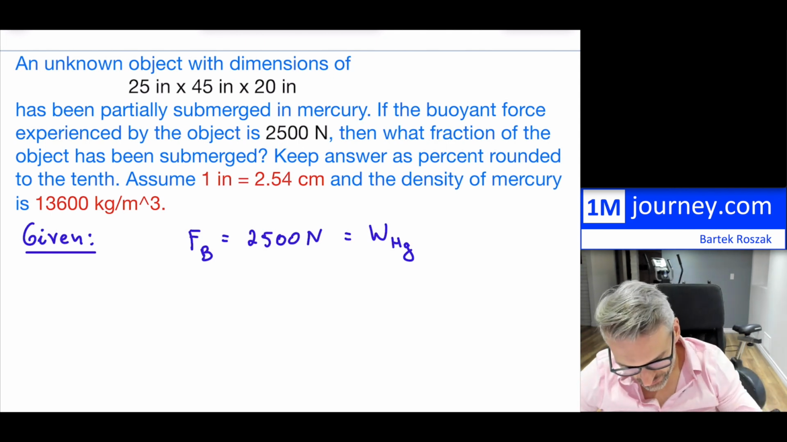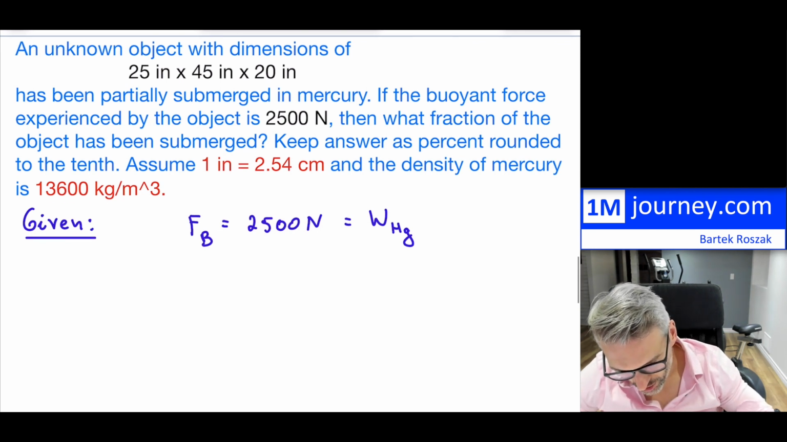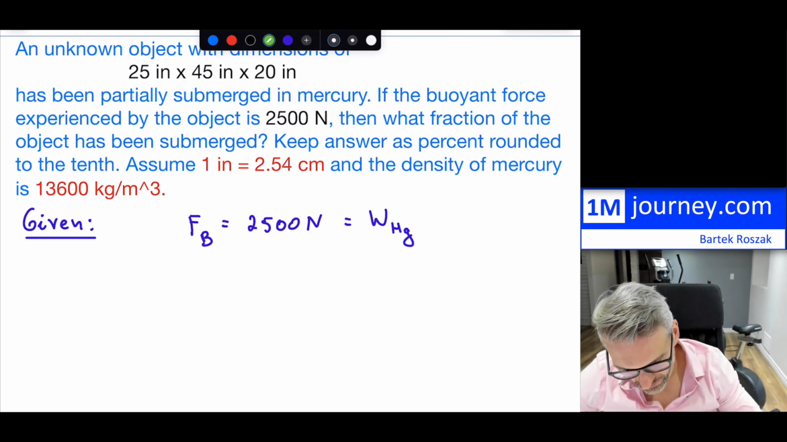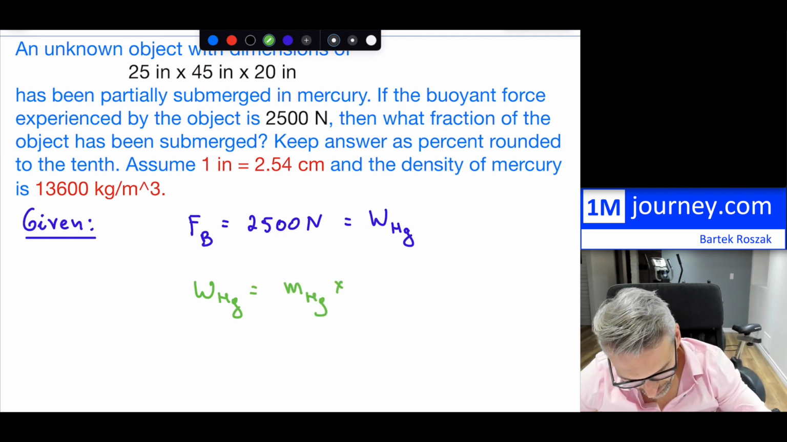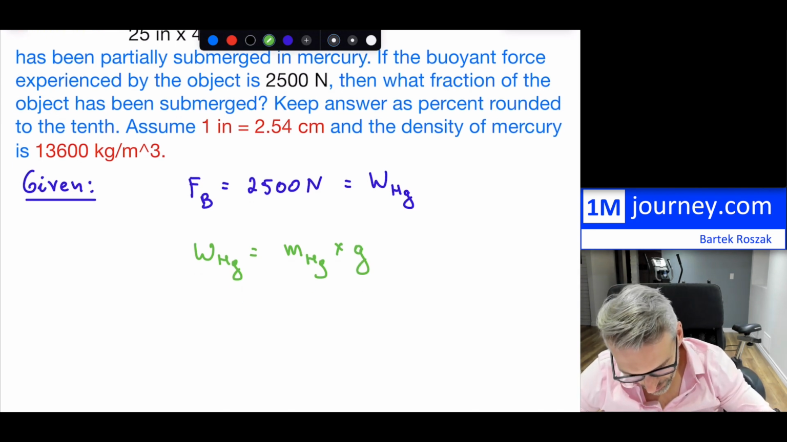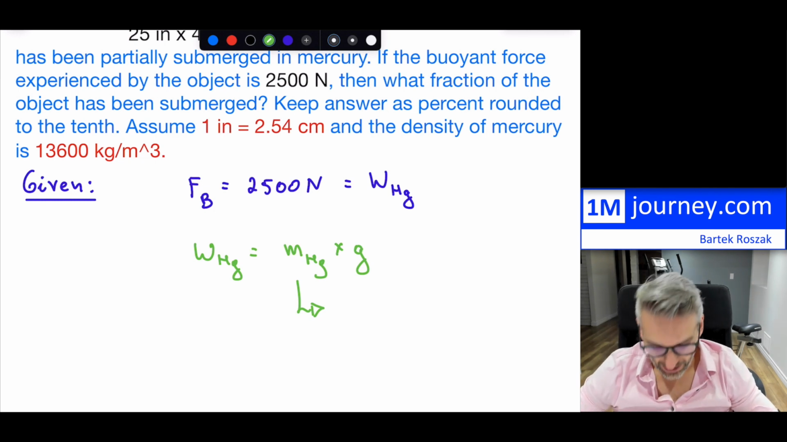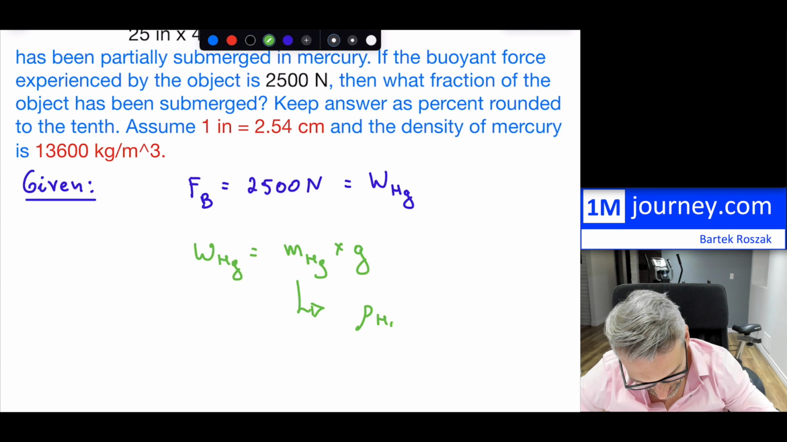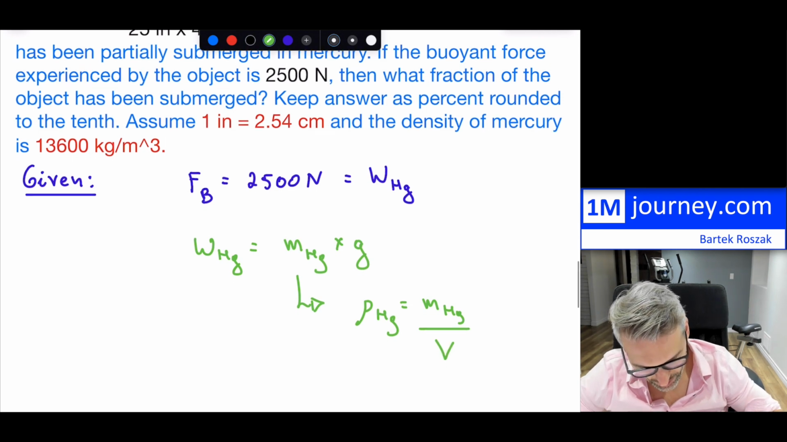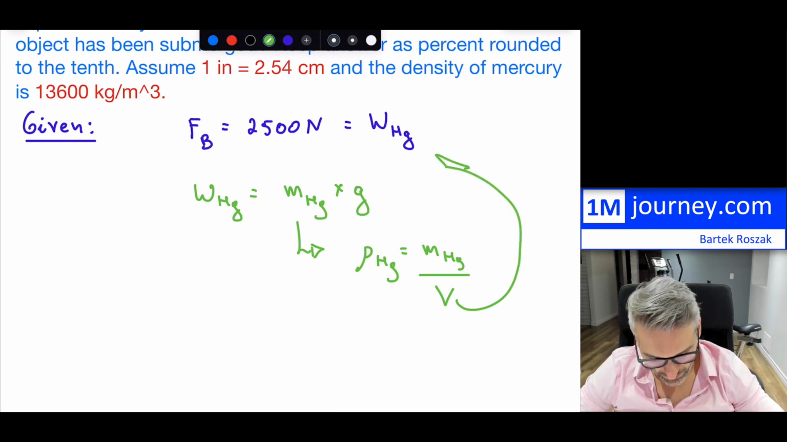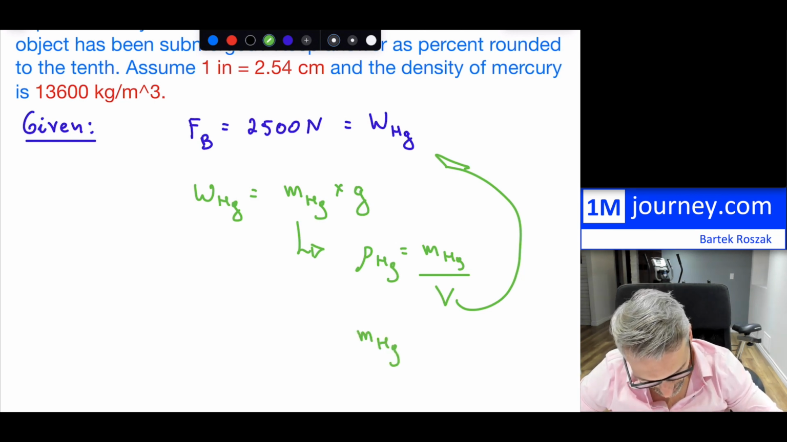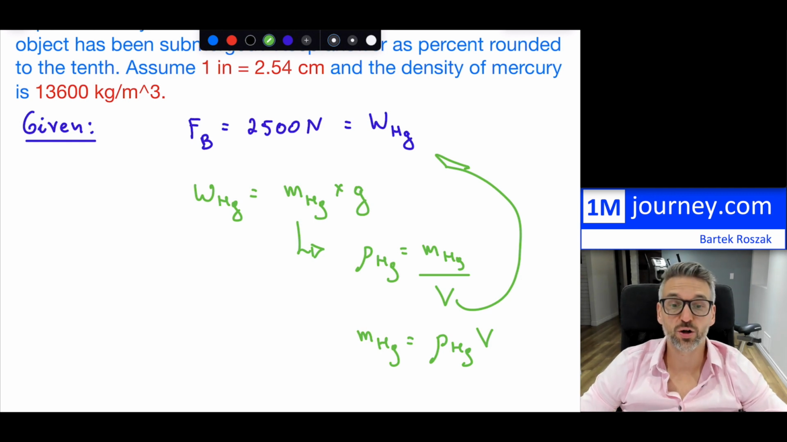So what is the weight of mercury? Please recall, the weight of the mercury would be the mass of the mercury multiplied by gravity. However, the mass of the mercury, because we are given the density, we know the density of mercury is the mass of mercury divided by whatever volume it occupies, in this case whatever volume has been displaced. That's what we're looking for. So let me rearrange this: the mass of mercury is equal to the density of mercury multiplied by the volume displaced. And we're trying to find out what that volume is.